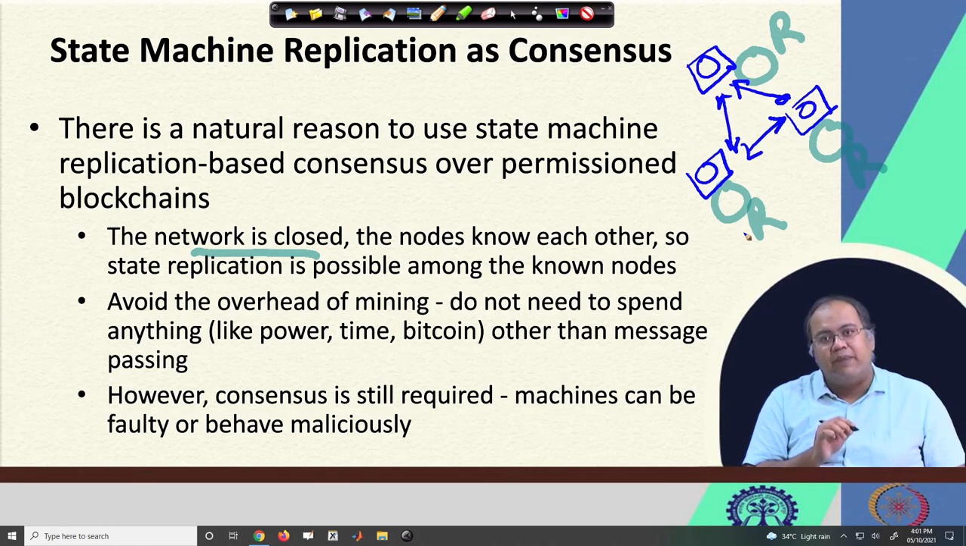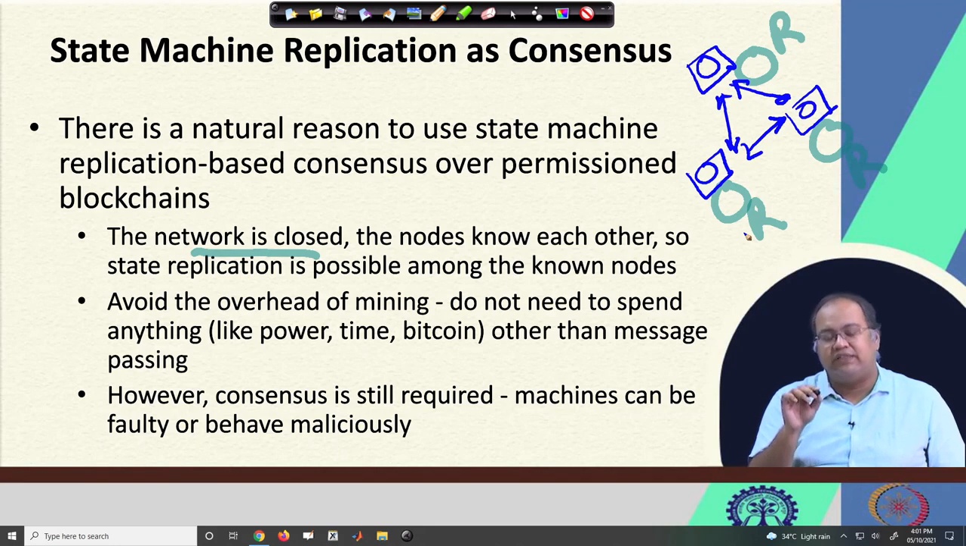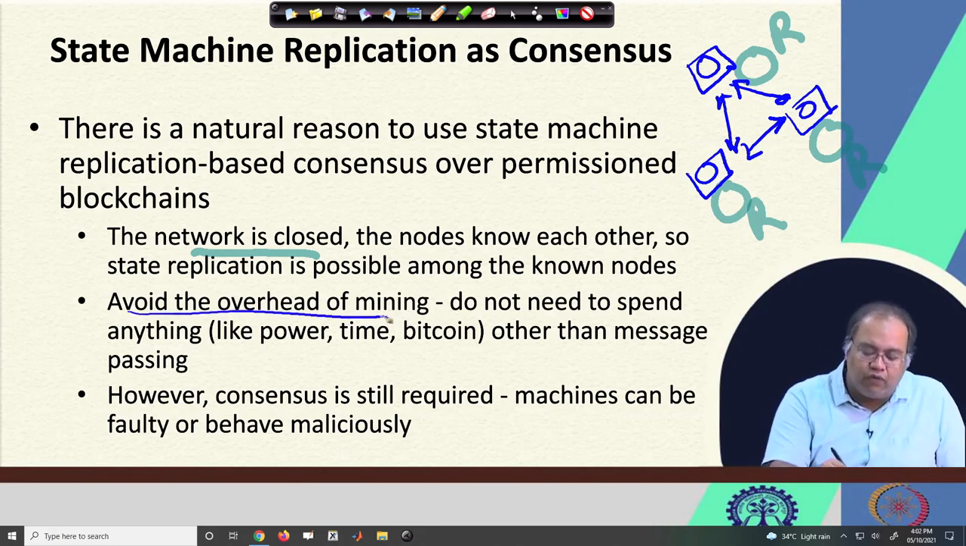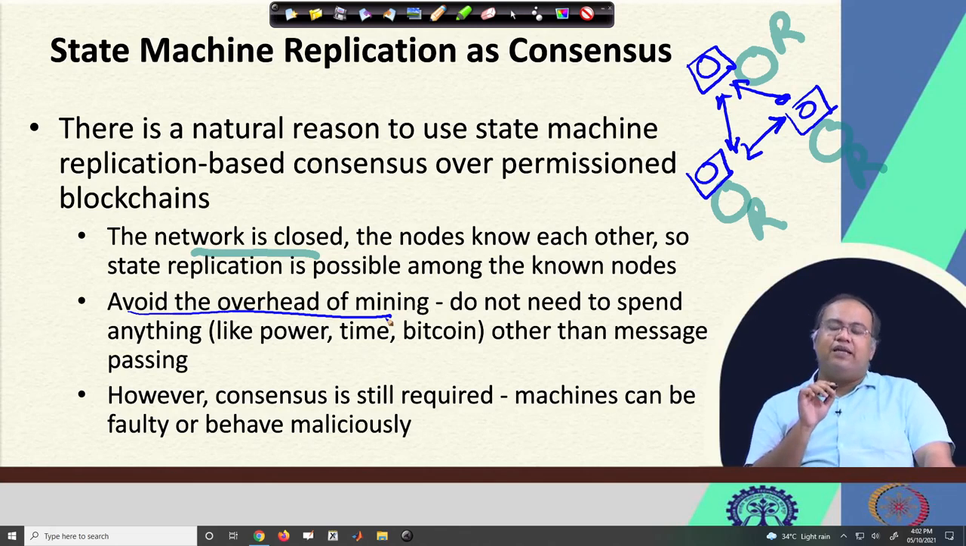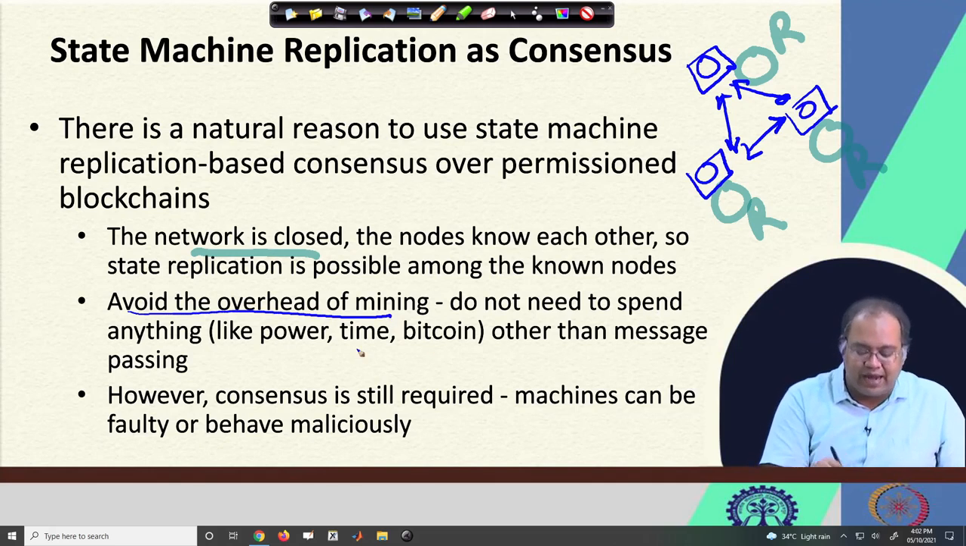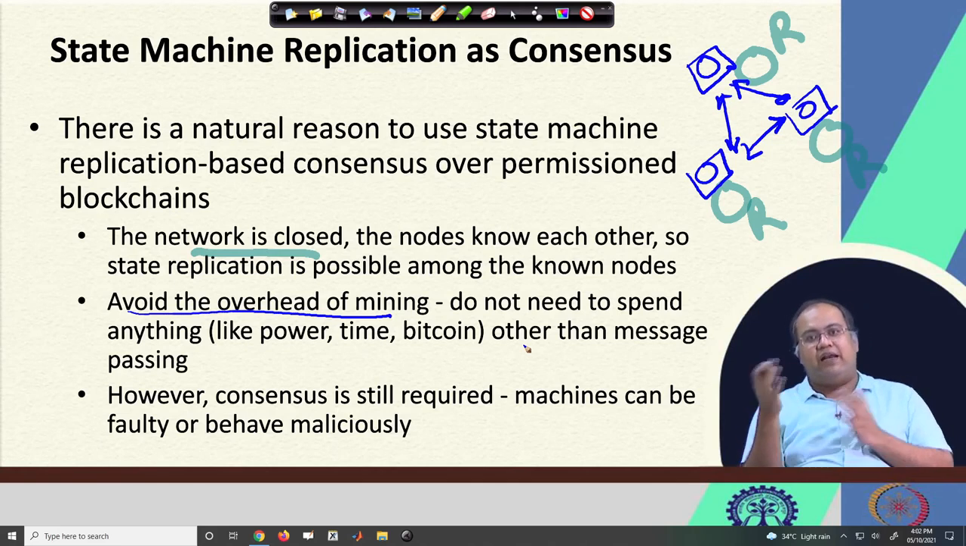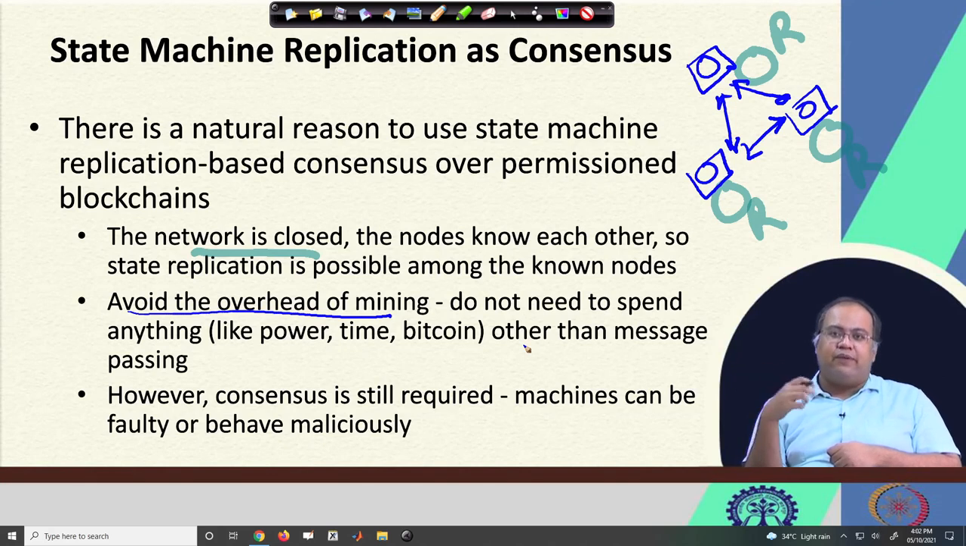The second reason is much more interesting. It says that by applying such a message passing based architecture over state machine replication, we can avoid the overhead of mining. As we discussed earlier, in case of a permissionless or open blockchain, the mining overhead is a significant overhead that we need to consider, and whenever we are avoiding mining and just relying on message passing, we do not need to spend anything like power, time, or Bitcoin for the different mining algorithms that we have seen earlier, like proof of work, proof of burn, proof of elapsed time, proof of stake.